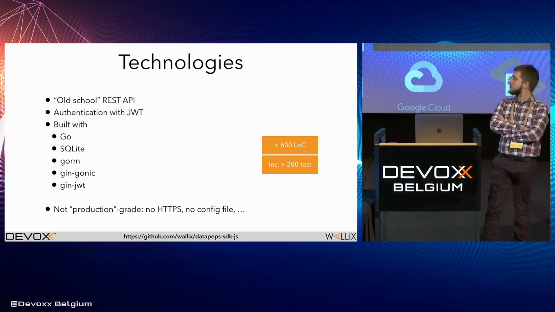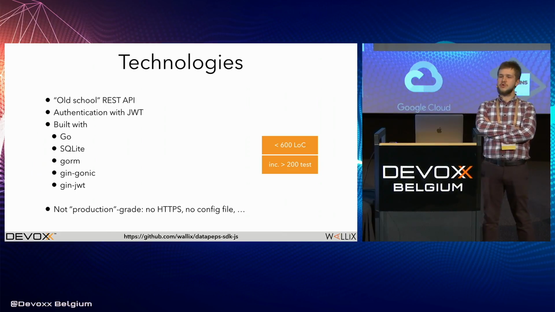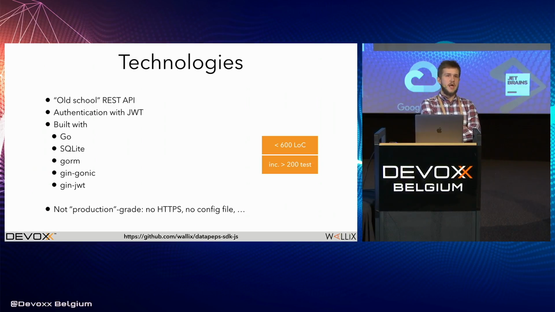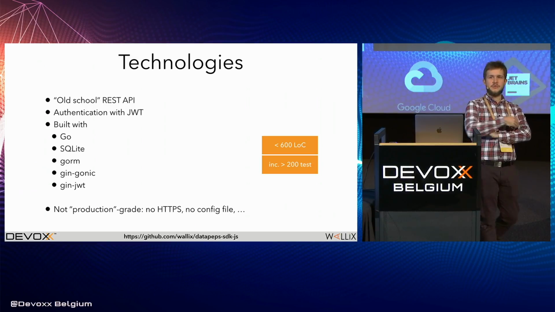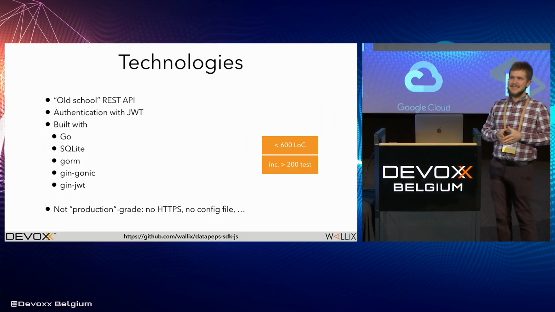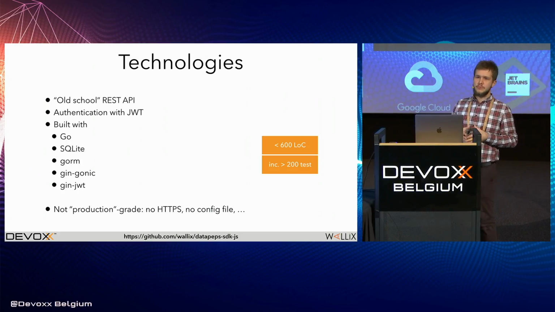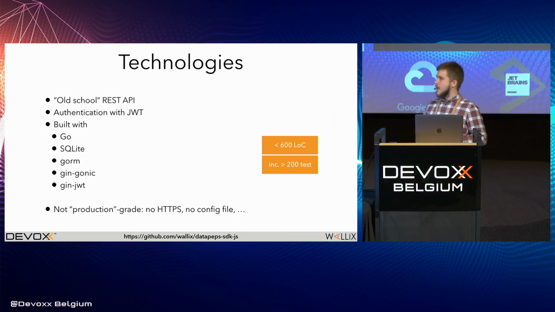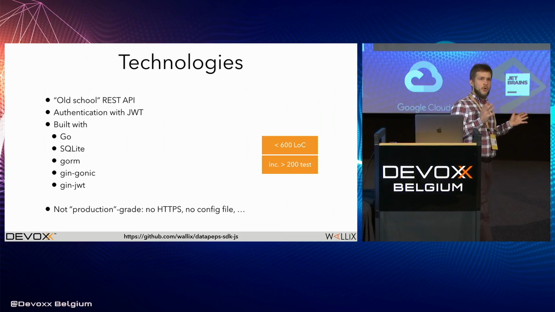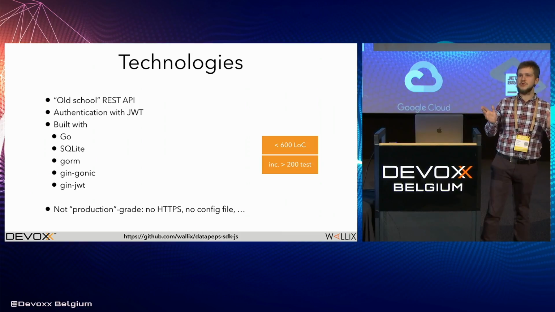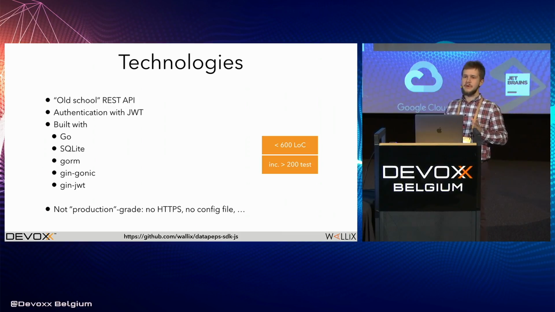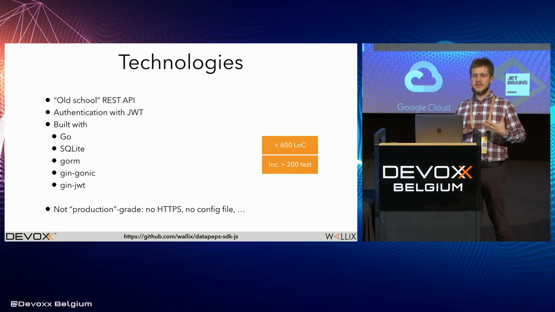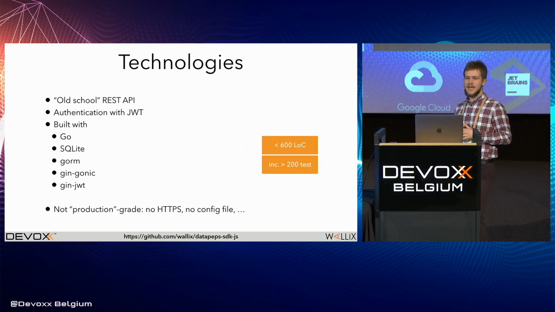I'd also like to mention that we've chosen to use the old school REST API, not GraphQL, not gRPC, for basically two reasons. First of all, we'd like to keep things simple, and secondly, we actually wanted to make things work. So we just decided to stick with REST API. The server will authenticate users with JWTs. For those of you who aren't really familiar with this technology, I'll explain it to you later.